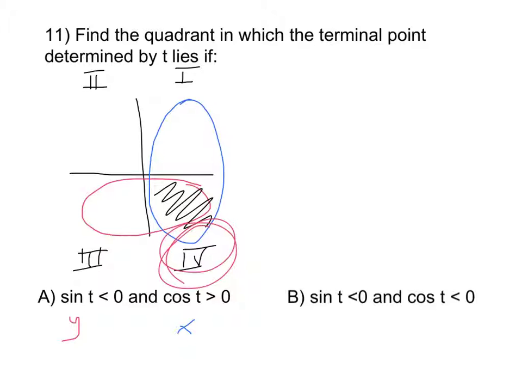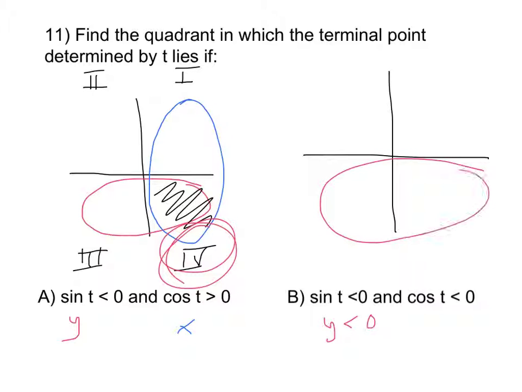For the second problem, we're going to do the same sort of thing, so let's try that approach again. First of all, if the sine of t is less than 0, I'm interested in where y is less than 0, and that happens in the lower part of the graph. Those are all negative y coordinates.